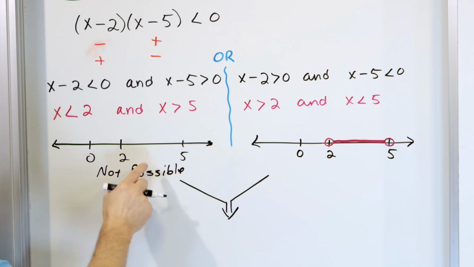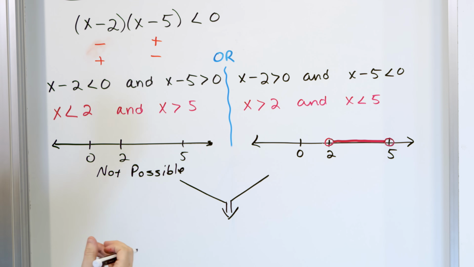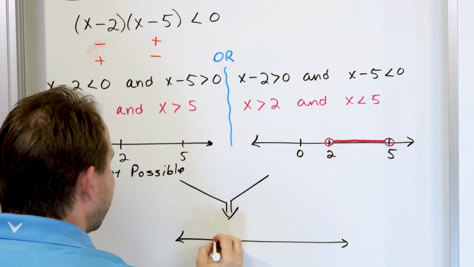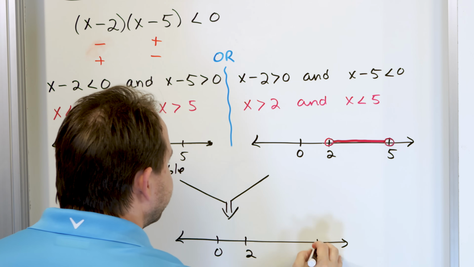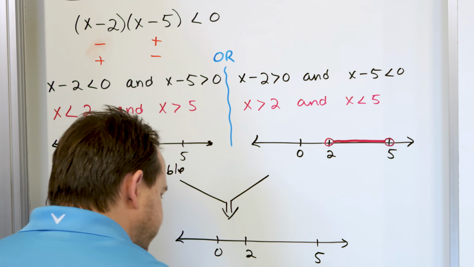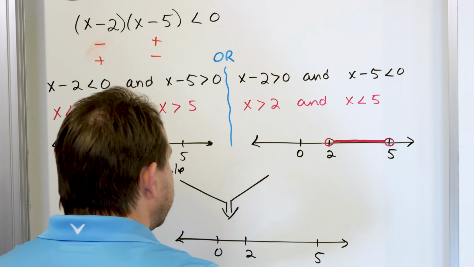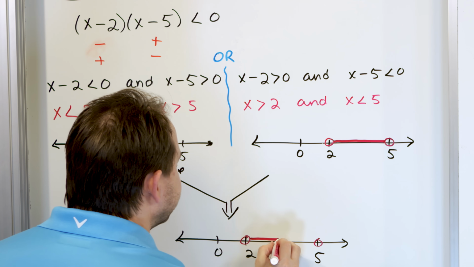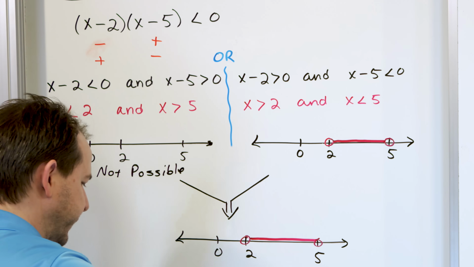Of course, this contributes nothing because there is no solution to this. So really, this is the final solution, right? So we can draw the number line here, and we're just going to copy exactly what we have here, 0, 2, 5, and then the shaded solution area is going to be exactly what we have before. Open circle, open circle. I'll shade the line right there so you can see it between 2 and 5.